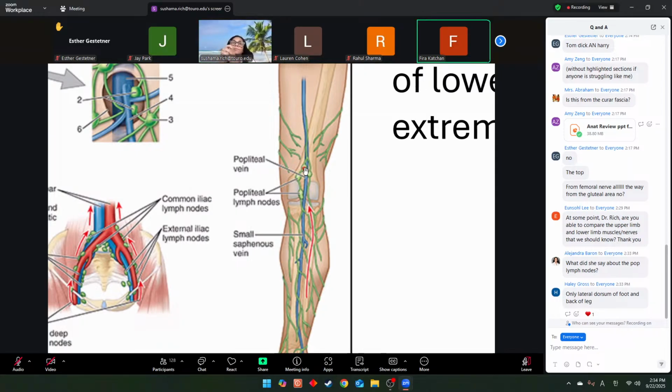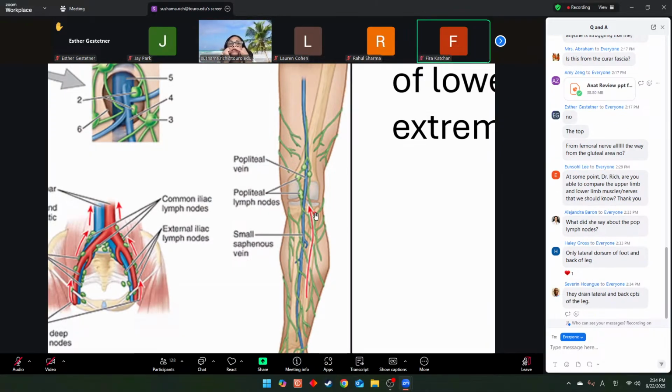Okay, but if there was a question about the floor of the pop fossa? The floor of the pop fossa will be formed by the popliteal surface of the femur, which is this triangular surface of the femur here, and this soleal line here, which has the popliteus muscle. So at the distal portion of the pop fossa, the floor is formed by the popliteus. If they're asking you about a muscle, there's only one muscle that forms the floor, popliteus. Thank you.